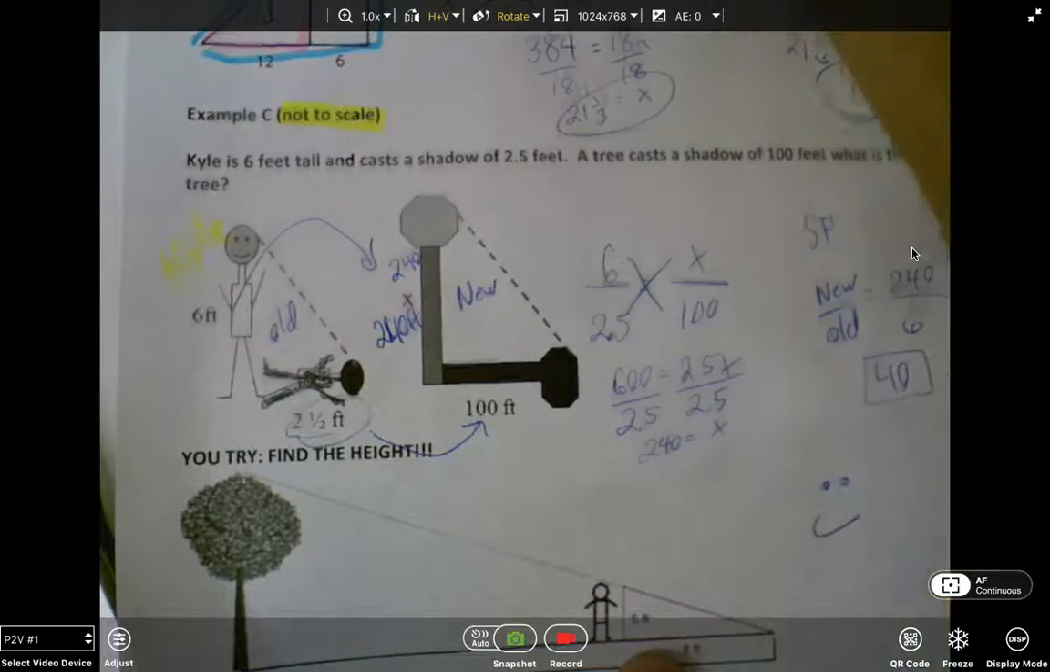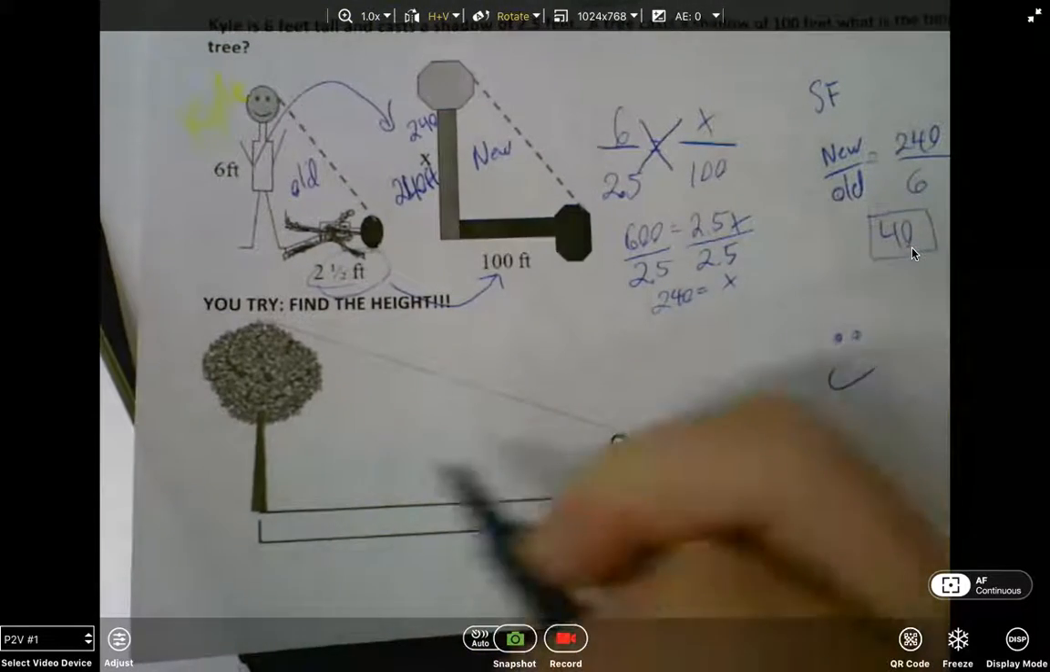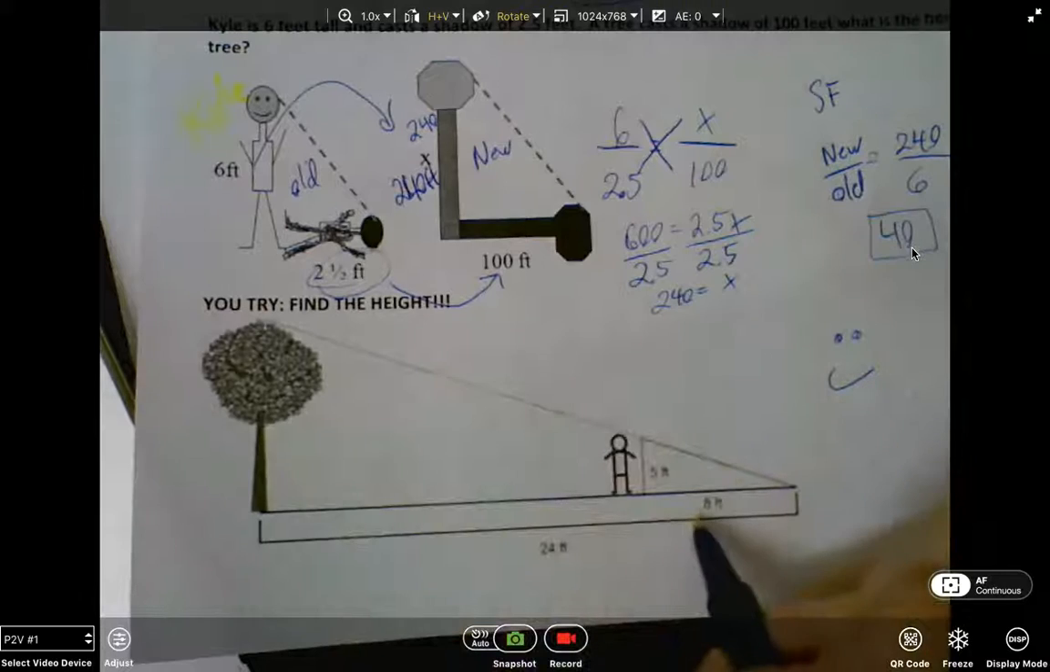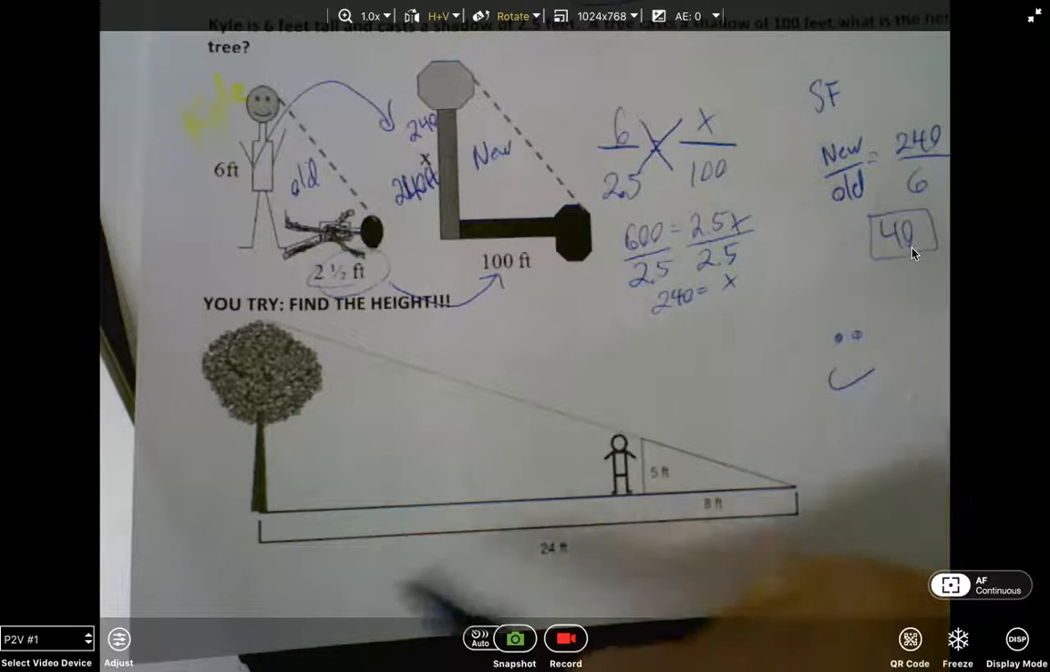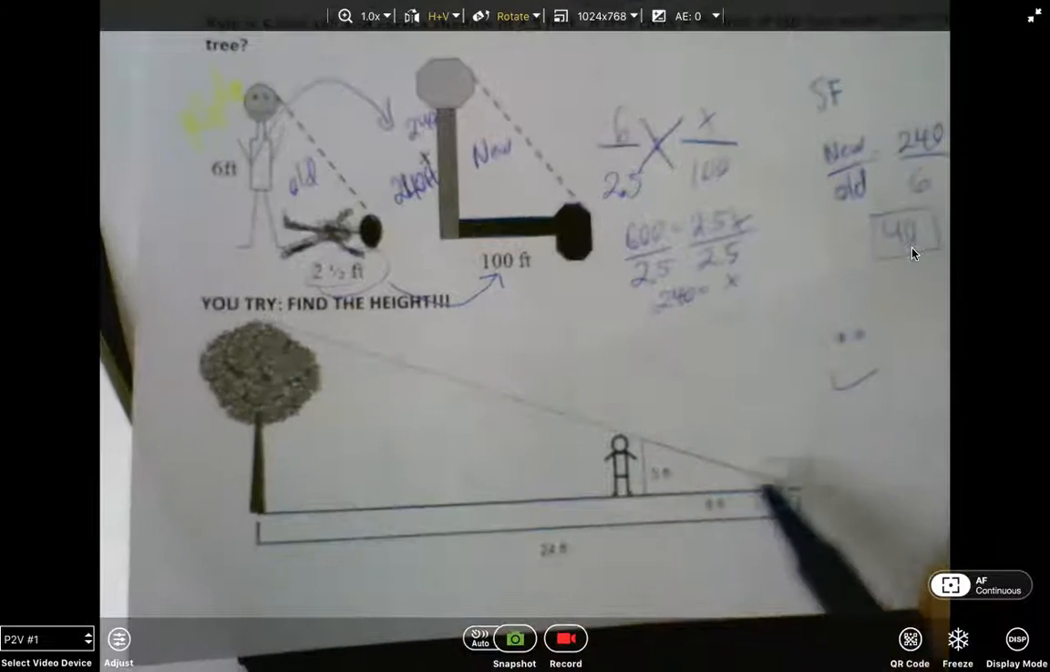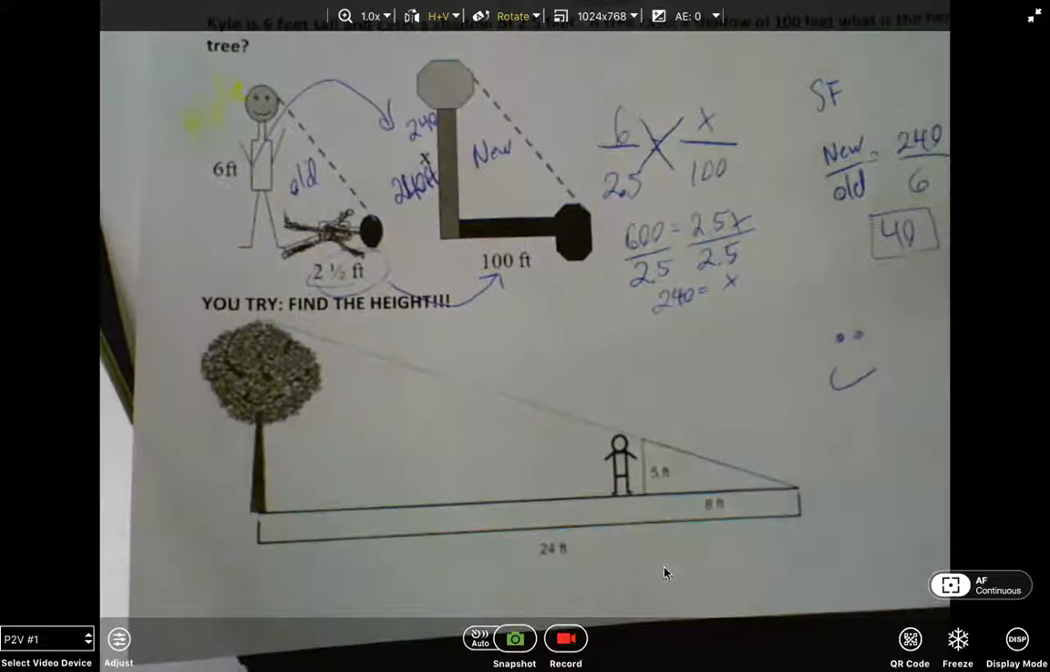I hope you have learned from these 3 videos, and that you are now able to try this example. I want you to try to find the height of this tree. I'll pause the video here for you to do that.